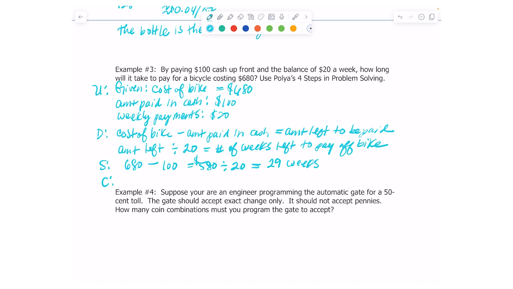I want to check it. So how will I check it? Well, I'm just going to go backwards. I'm going to multiply 29 times 20, and that's going to give me 580. And then I'm going to add 100, which would bring me back to the 680. So I know that that's correct.